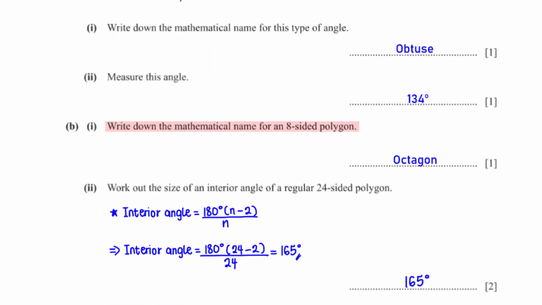Write down the mathematical name for an 8-sided polygon. An 8-sided polygon is known as an octagon.